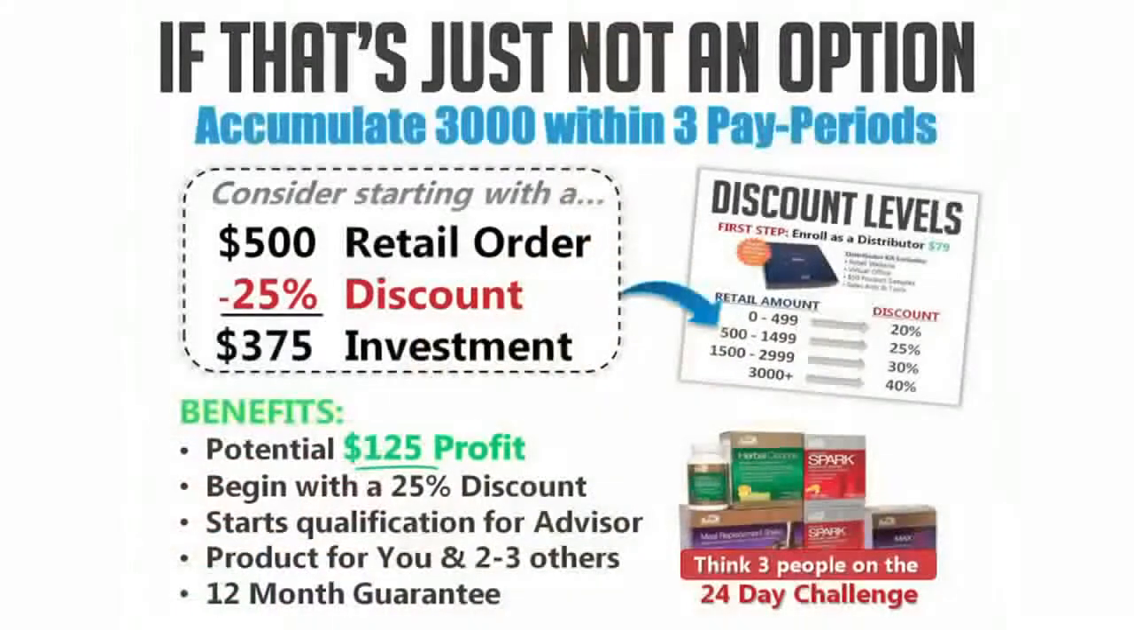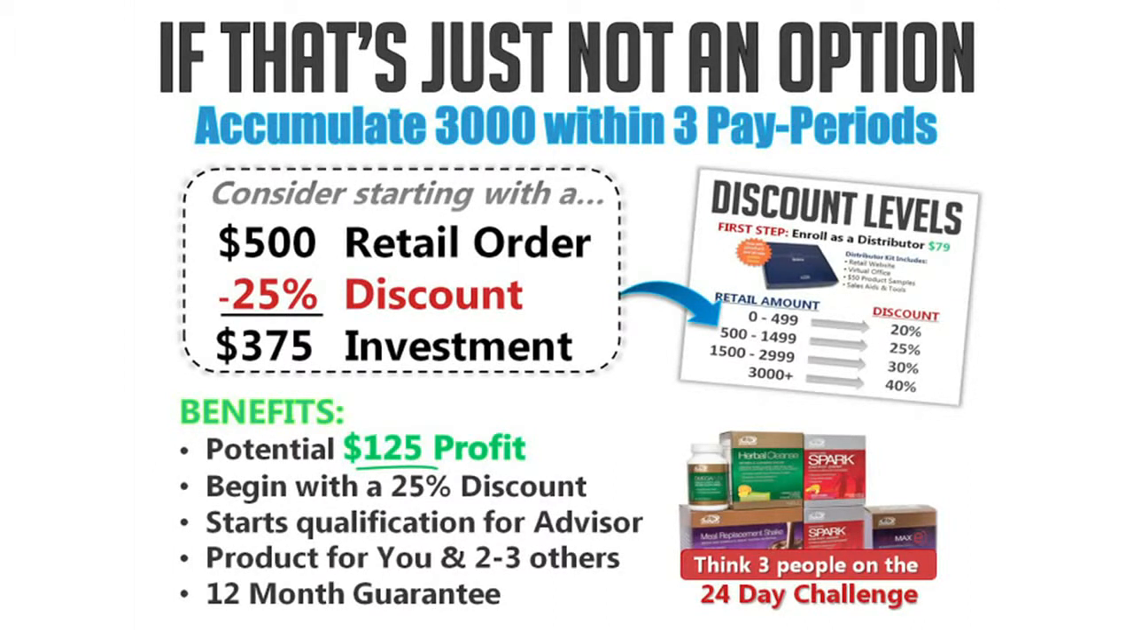Now, if that's just not an option for you, here's what I'd encourage you to do: at least get started at the $500 level. And the reason why is by starting off with a $500 order at least, that starts your qualification for advisor. That lets the computer know, hey, this person's going to work their way to the advisor level. It also starts you off at a 25% discount versus a 20. There's a potential $125 profit on that order. And now you've got enough product for you and 2 or 3 other people.